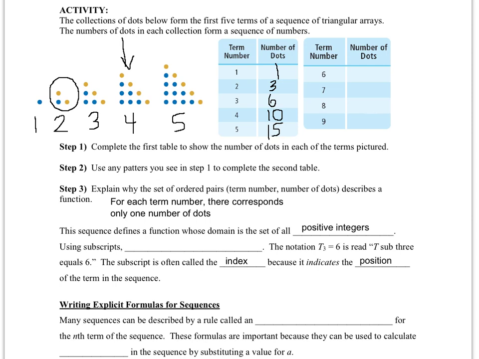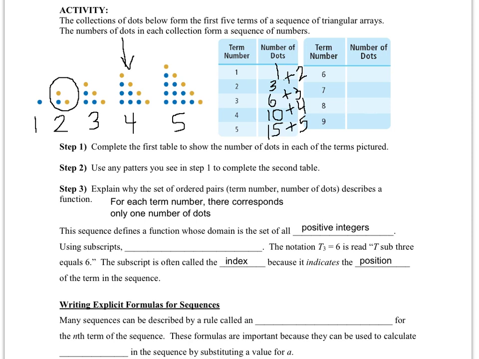So that's step 1. Complete the first table. So that's the first table to show the number of dots in each of the terms pictured. So that helps you understand the terms. That's each item in a sequence. In step 2, use any patterns you see in step 1 to complete the second table. Well, if we look at how the number of dots are increasing, it's going up by 2 from the first term to the second term, then up by 3, then it's increasing by 4, then to go from 10 to 15 you have to add 5.